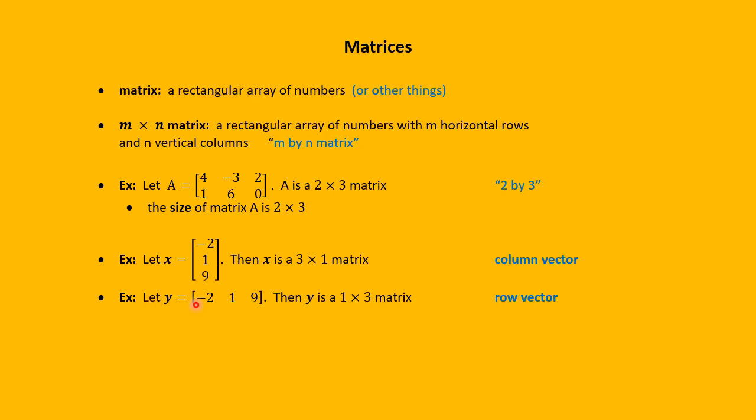Let's let Y be this matrix. This matrix has 1 row and 3 columns. So Y is a 1 by 3 matrix. This matrix, which consists of just 1 column of entries, is also called a column vector. And this matrix, which just has 1 row of entries, is called a row vector.